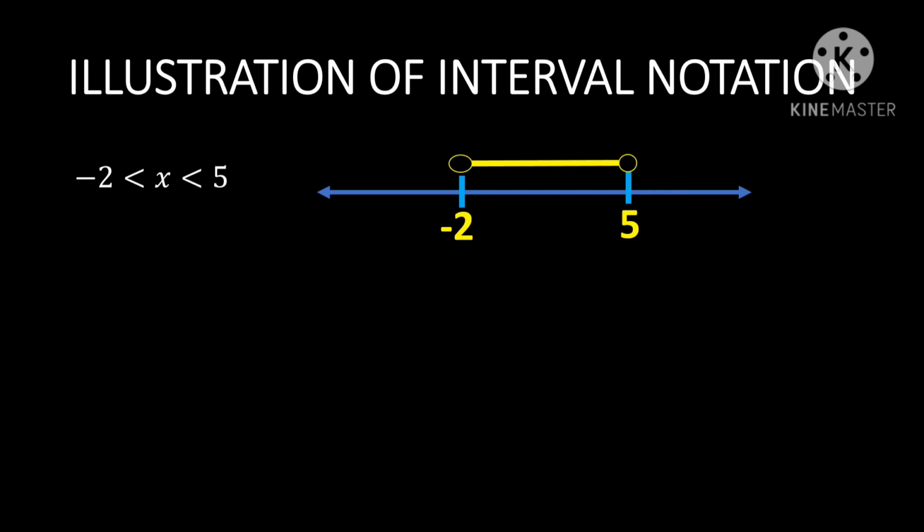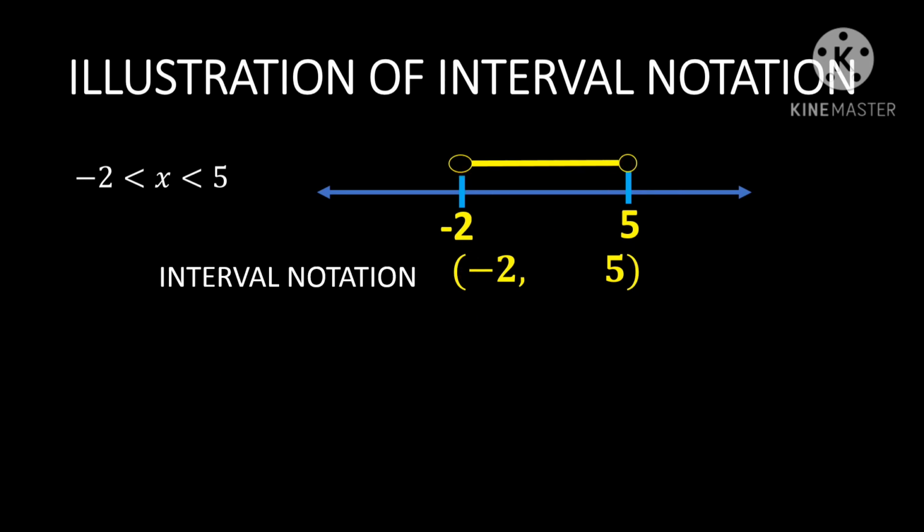So if we write this one in interval notation, open circle siya, kaya we have parenthesis. So parenthesis negative 2, comma, 5, then parenthesis also, because negative 2 and 5 are not included. So that is how we write this inequality in interval notation. Okay? So pag open circle, you have parenthesis.